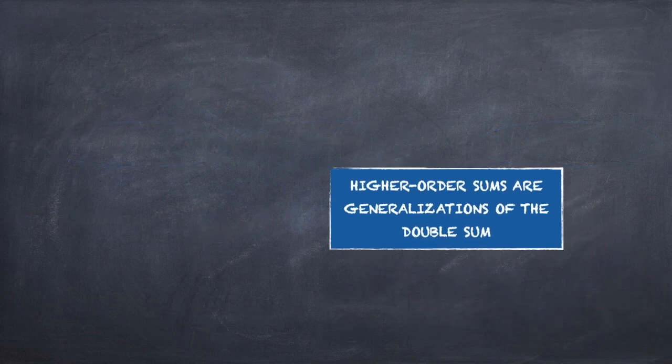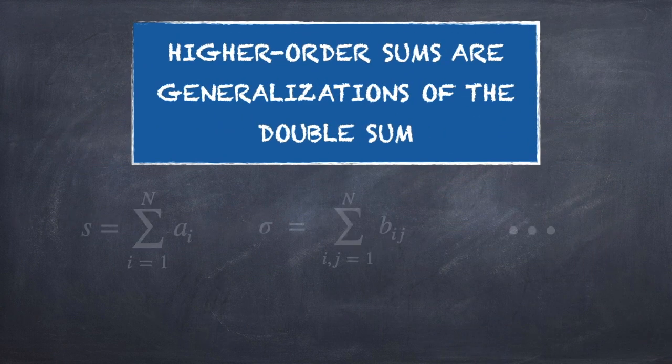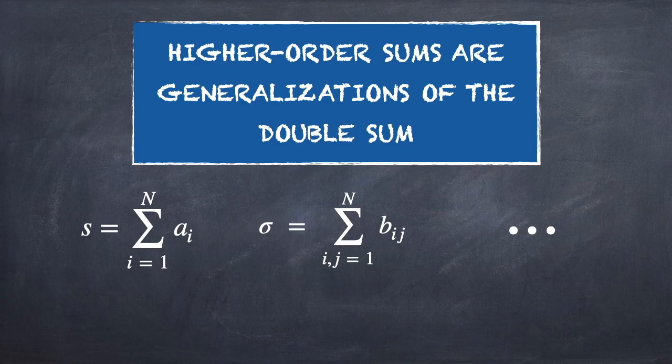So higher order sums are generalizations of the double sum. You have the single sum with one index, the double sum, and you will have generalizations of it the same way as we did for the double sum.